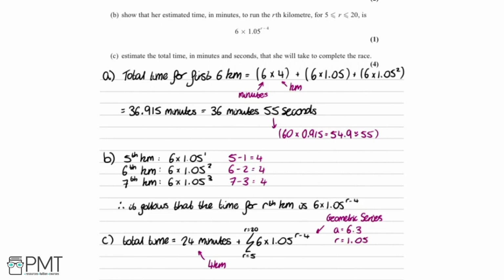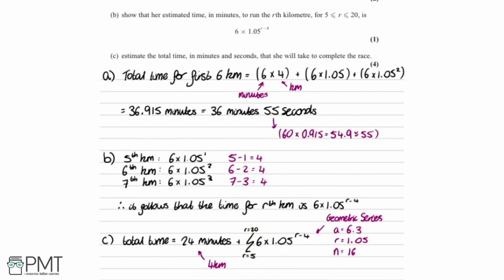That's because for each kilometre that she's running, we're multiplying by 1.05 because she's taking 5% more time than in the previous kilometre. And we can also say here that n is going to be 16. That's because we've got 20 kilometres in total. We've got 4 kilometres here. So this is evaluating 16 kilometres. And this is basically how many terms there are. So for each kilometre, we've got a new term. So that means n is 16.